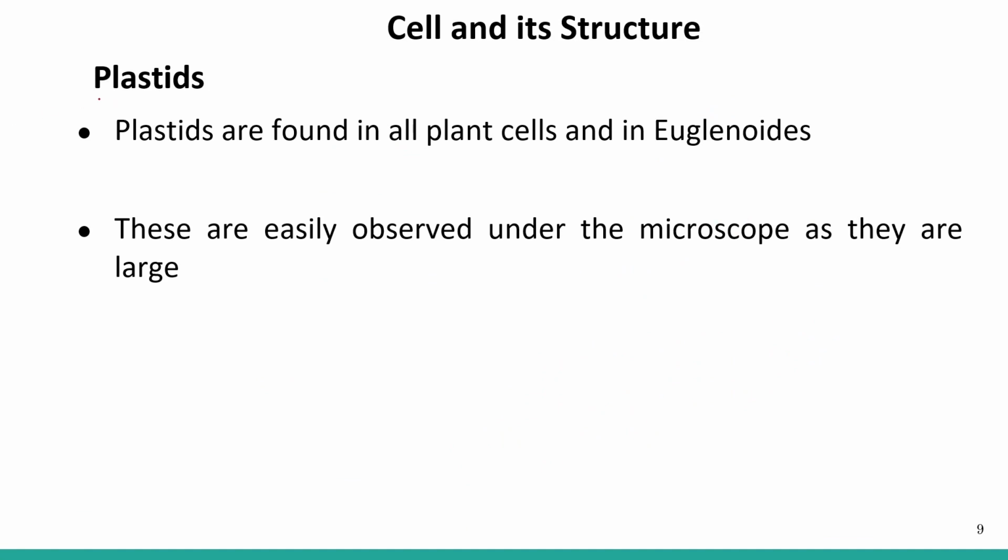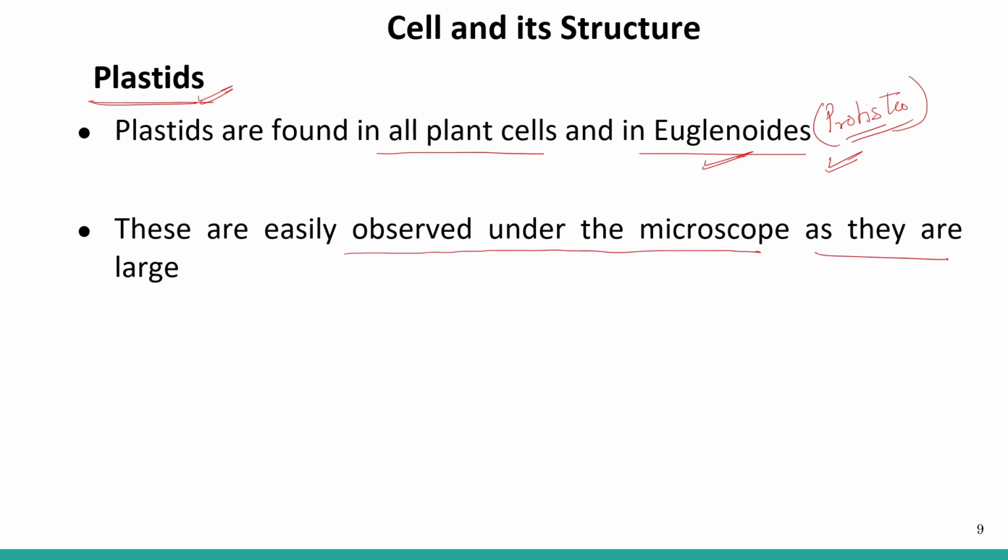Okay, so our next organelle is the plastid. Plastids are found in all plant cells and in euglenoids. Euglenoids come under the protista. We have already seen that. They are easily observed under the microscope as they are large. They are quite large in size, so they can be easily observed without any staining.